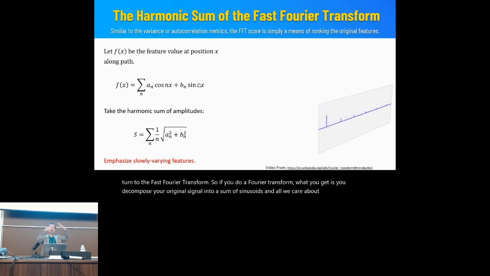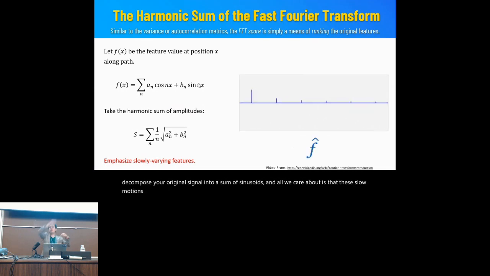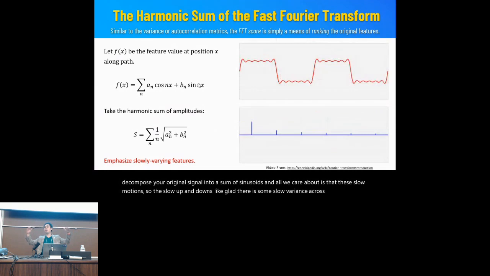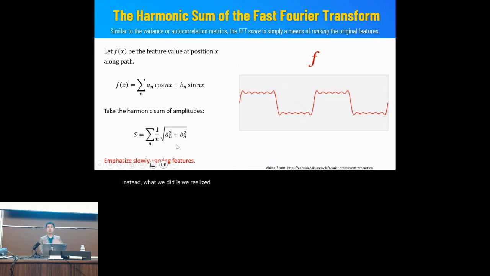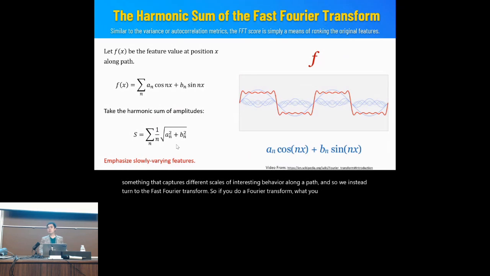And then all we care about is these slow motions, the slow ups and downs, like there's some slow variance across the path that you care about, which is where we get the name SlowMoMan, slow motions across manifolds. The idea is we're going to emphasize the slowly varying features because those are most likely to be explanatory of whatever path you've chosen. So more precisely, we take a harmonic sum of the FFT amplitudes.